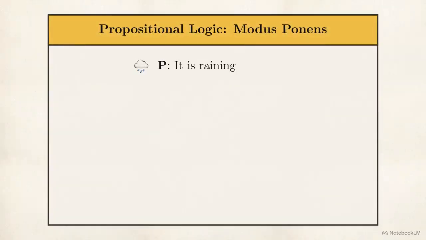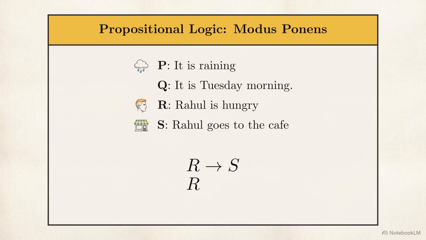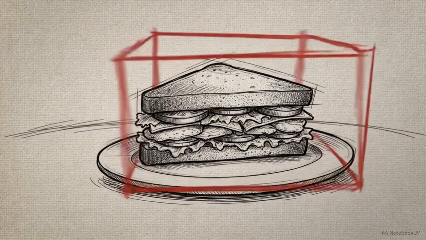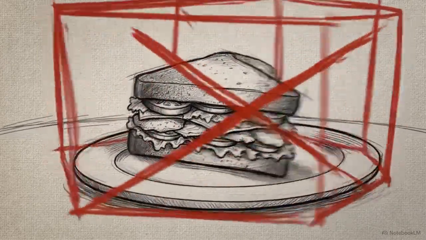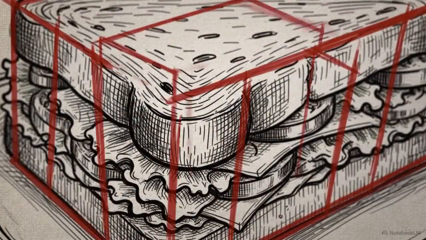This diagram maps the text into Boolean variables, P, Q, R, and S. Arranging these into a modus ponens equation establishes a rule: if R, then S. Since the fact R is true, the machine automatically deduces S. This proof handles states perfectly, but is entirely blind to the physical world. It cannot compute what a sandwich is or how to interact with it.